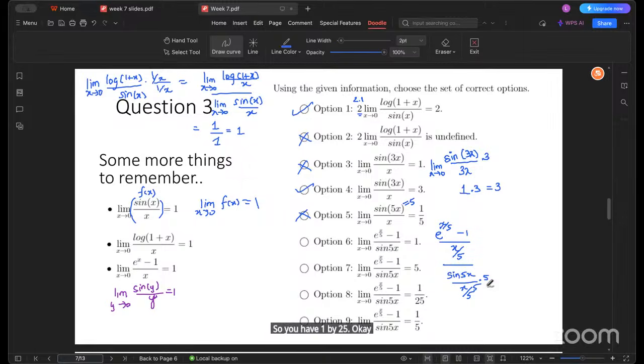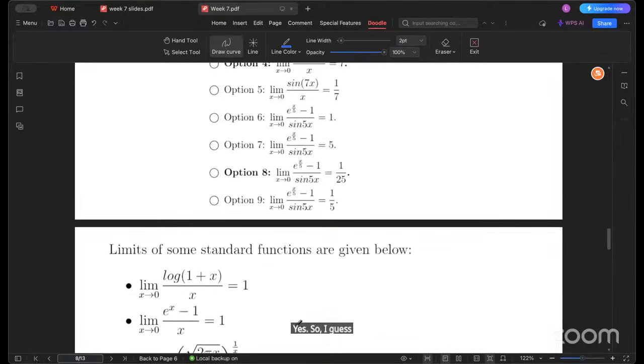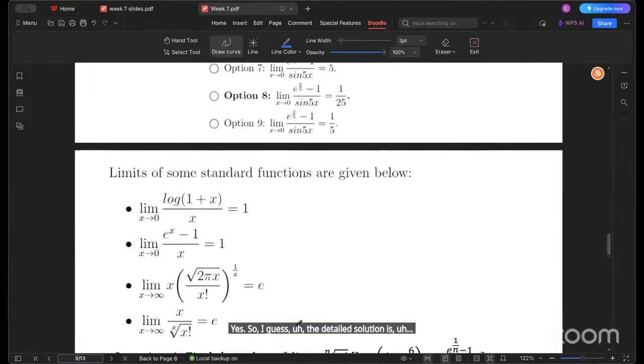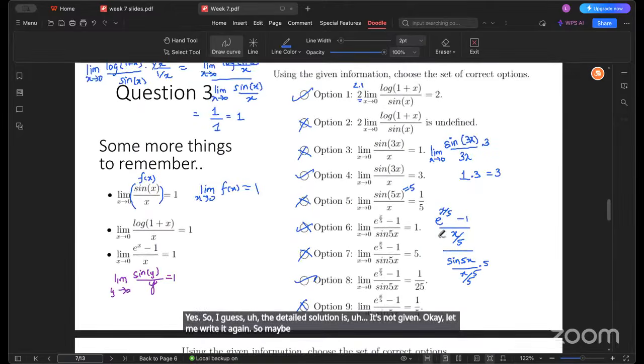Okay. So here it is correct. Sorry, this is incorrect. Correct. Okay. The last one is incorrect. Can you just once again explain option 8? Yes. I guess the detailed solution is not given. Okay, let me write it again. So maybe here itself, I'll try to explain.